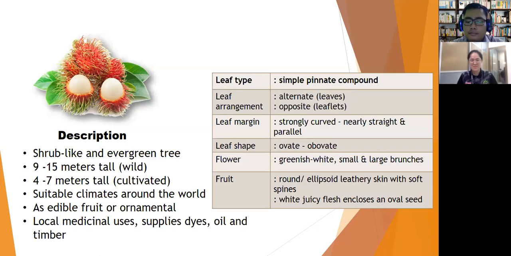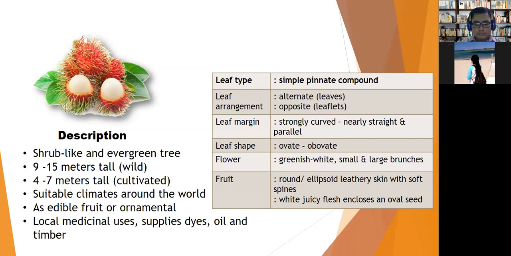The characteristics of the leaf are simple pinnate compound, and the leaves are arranged alternately, while the leaflets are arranged in opposites. Usually, one leaf will have 1 to 6 pairs of leaflets, and the margin is strongly curved and nearly straight and parallel, and the shape is ovate to obovate. The flower of the rambutan is greenish white, small and in large bunches, and the fruit is round with leathery skin with soft spines, and the fruit has white juicy flesh.